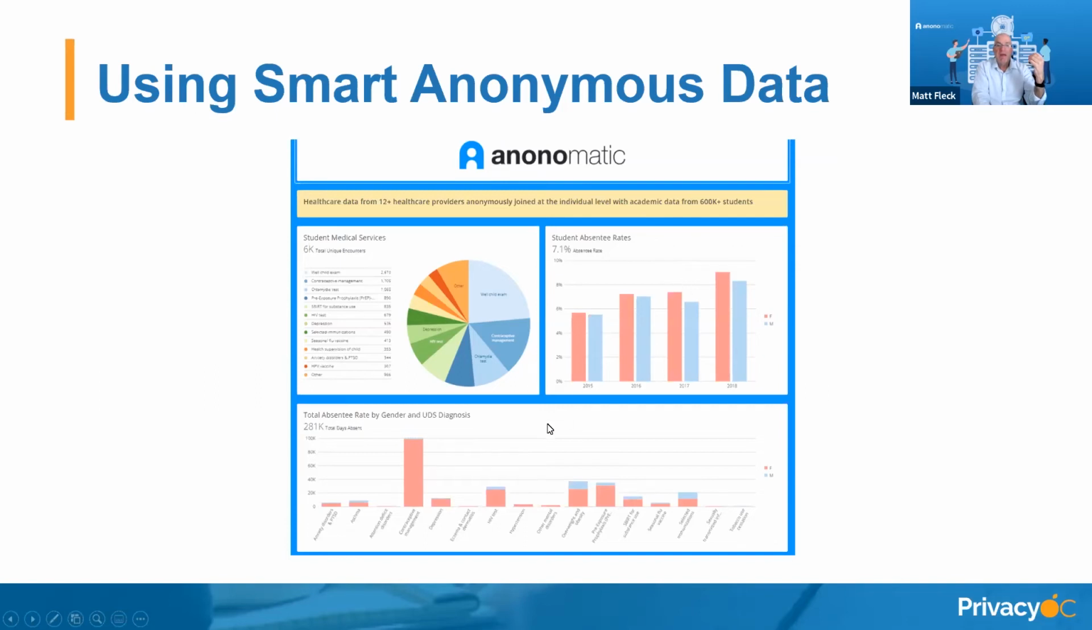Before this chart down here on the bottom was created, which shows the total absentee rate by gender. You can't quite see it there, but you can see the blue and the pink right there. By the types of medical services they received, nobody had ever seen or known that females who go in for contraceptive management have significantly more absentees than anyone else, almost everybody else combined.